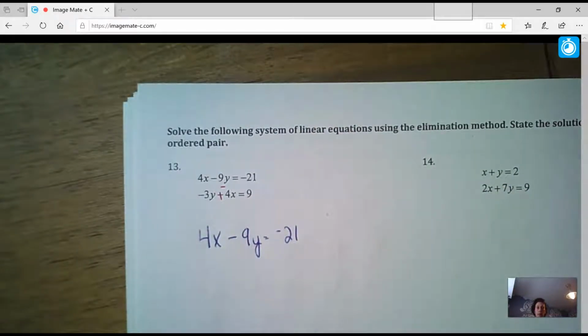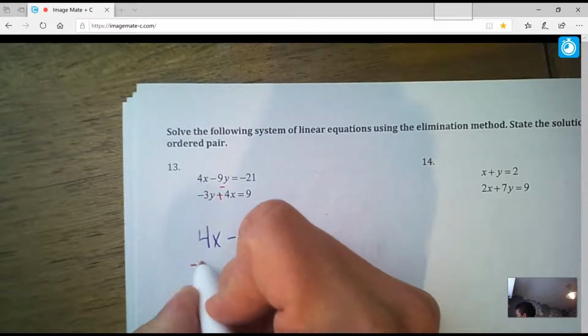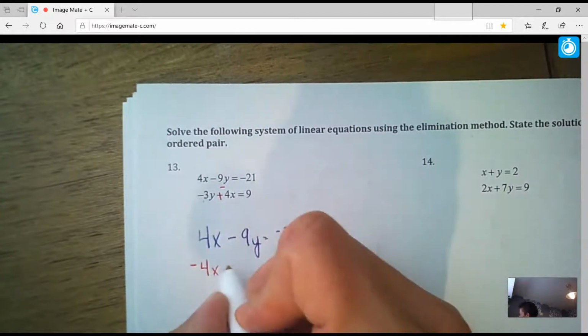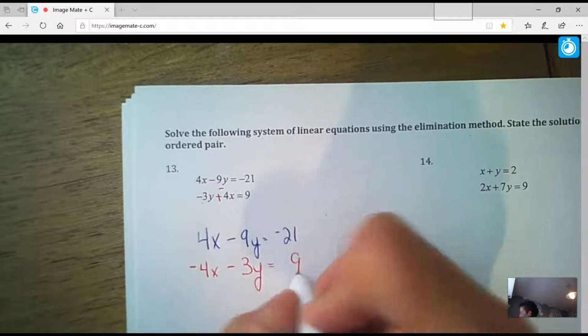The reason why I want to do this is because there's the commutative property. As long as everything's addition, you can switch it around. Like 2 plus 4, you can switch it around to 4 plus 2 and you won't have a different result. So now I'll put this first, the minus 3y or negative 3y second, and I'll put the 9 last.